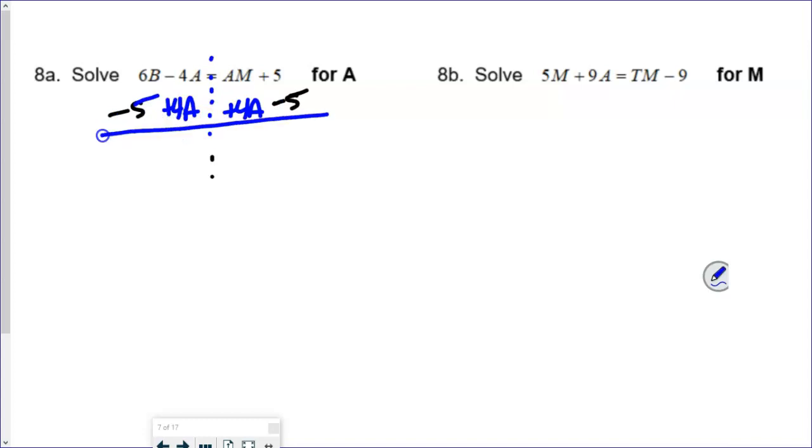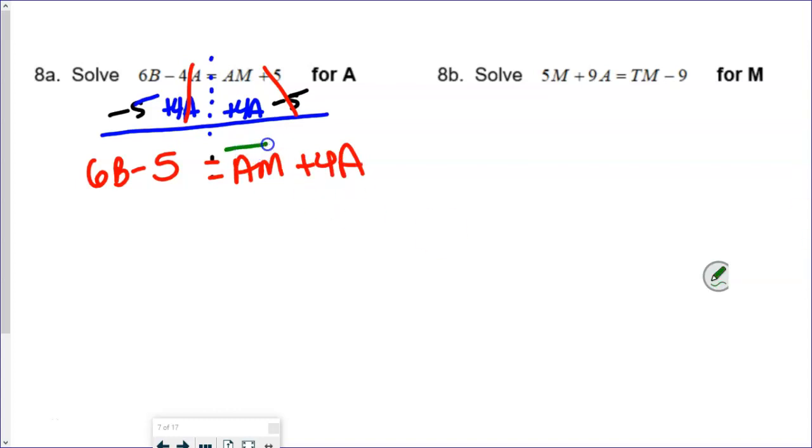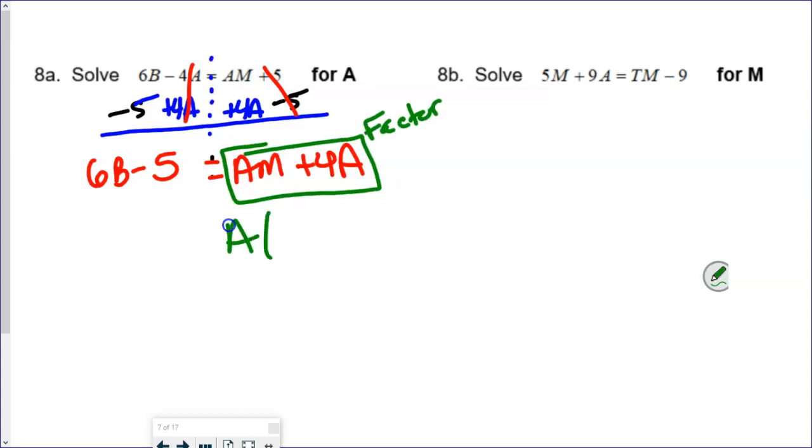Okay, so these are gone and these are gone, and we have 6b minus 5. This is a little weird. These are not like terms, so you have am plus 4a. So now we do that thing, since they can't combine, we have to factor. Factor out the common a, and that leaves me with m plus 4. And over on the left-hand side, there's nothing you can do there, guys. Just write down a 6b minus 5.